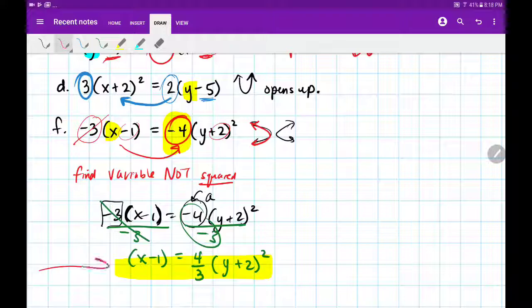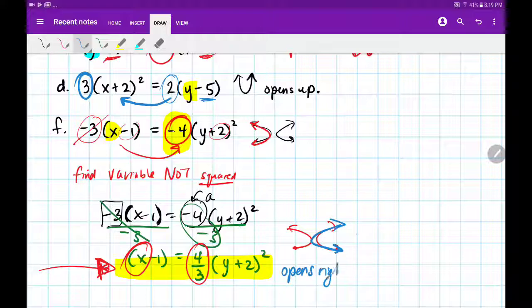So I want you to focus over here. The variable that's not being squared is still x, so it's either left or right, but your a value is now positive. So is it opening left or is it opening right? Well, it's opening to the positive x direction, so it's opening to the right. It's this guy.